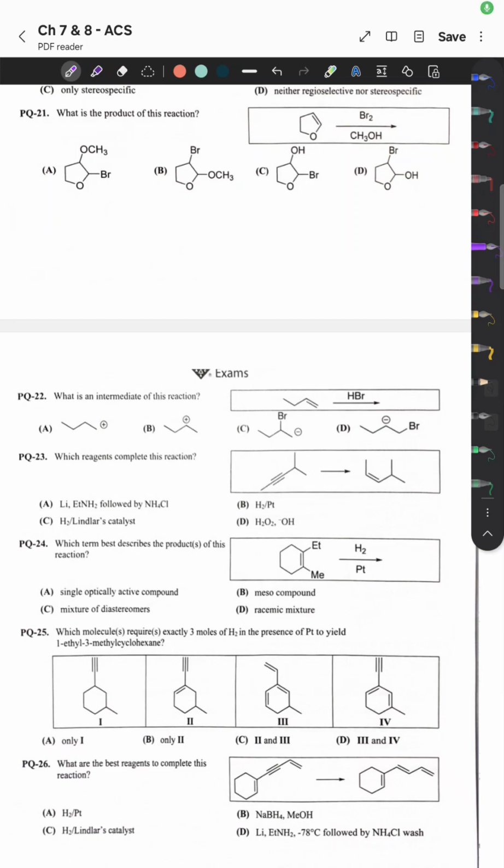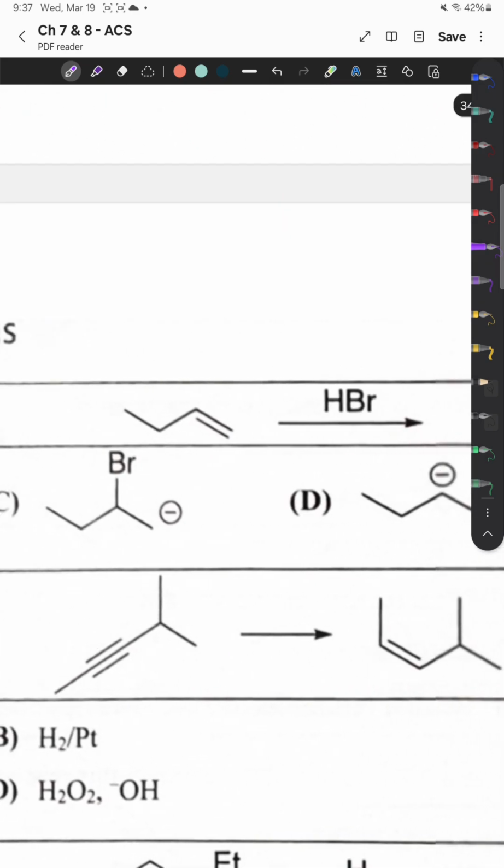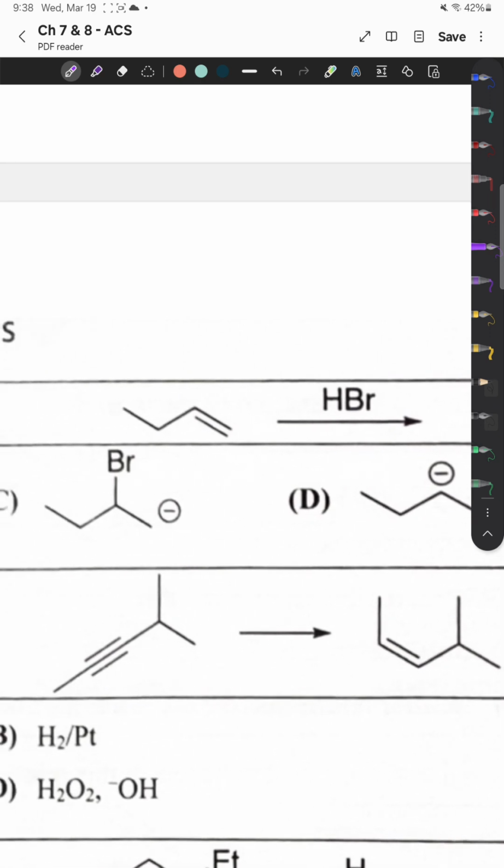Everyone, I got number 22 from chapter 7, which asks, what is the intermediate of this reaction? So here we have a butene reacting with hydrobromic acid. Anyways, let's draw out the compound we have and the reagent we have here, which is HBr.